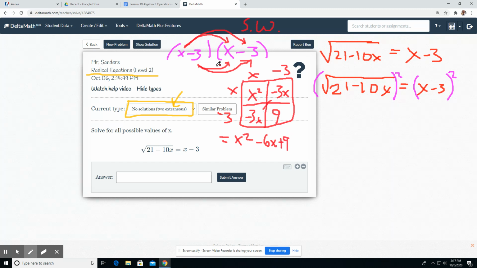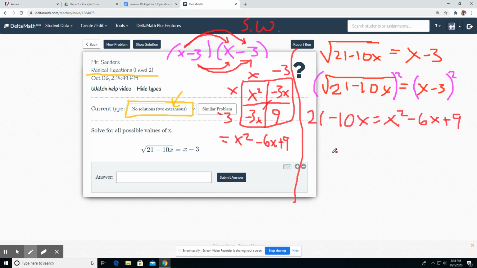And there's a shortcut here. The more you do these, the more you can see shortcuts. If you just have 1s in front of your x's, then these numbers are added to be the middle number. Negative 3 plus negative 3 is negative 6. These numbers are multiplied to be the last number, positive 9. So we now have, the square and the square root undo themselves, and we have 21 minus 10x equals, and I found out x minus 3 times x minus 3 is x squared minus 6x plus 9.